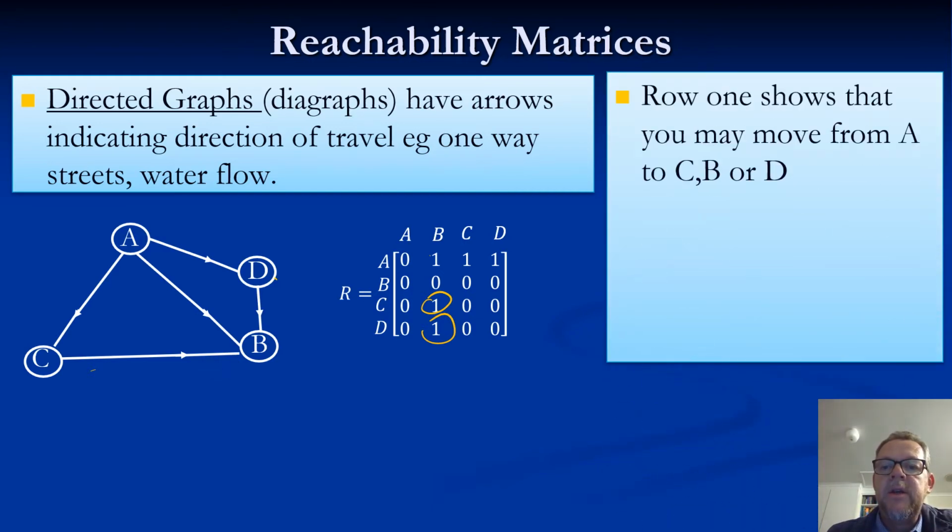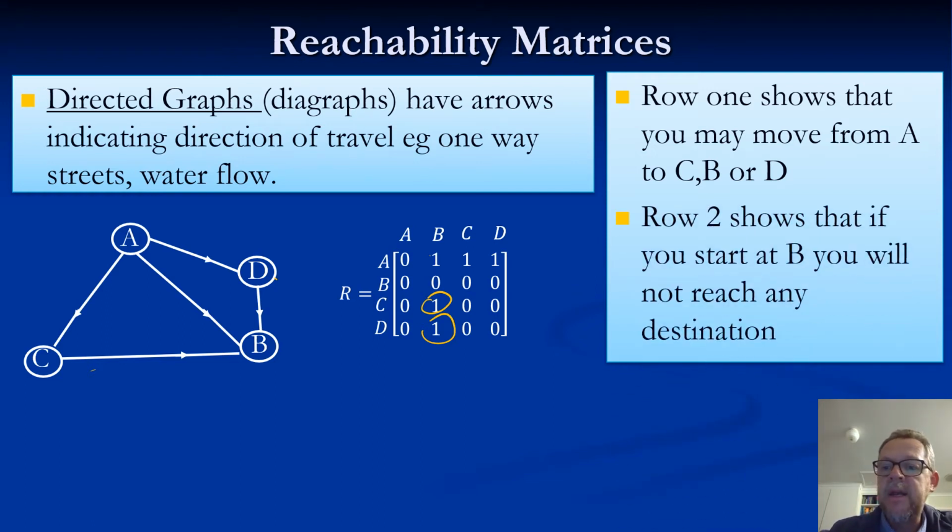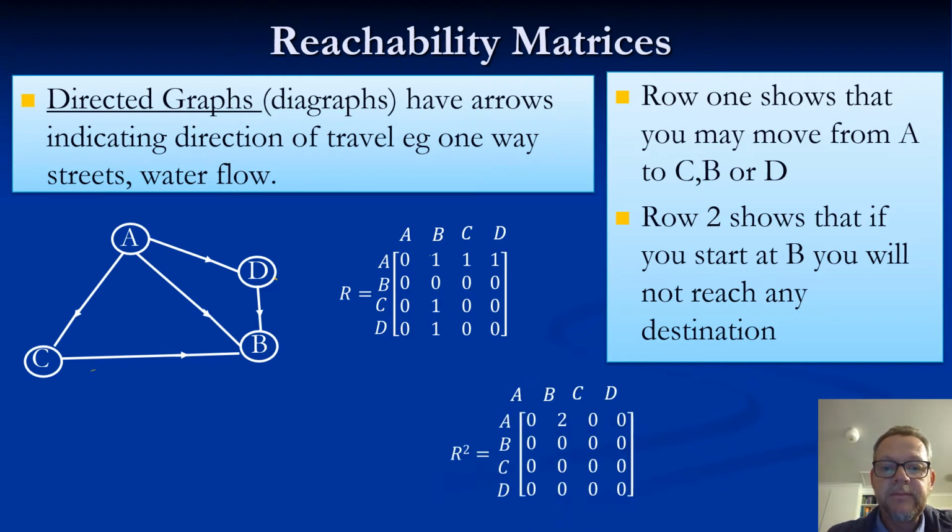So what do we need to know about this? The row 1 shows you that you can only move from A. You can move from A to C or B or D. And row 2 shows you that if you start at B, you're not going to reach any destination.